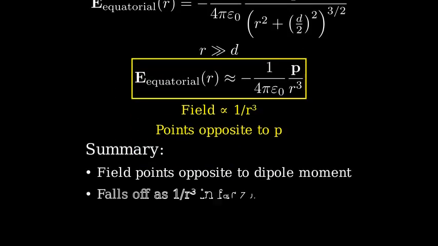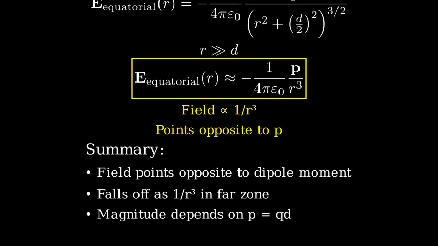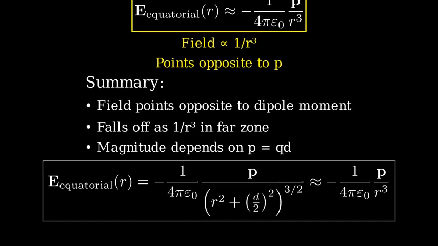In summary, the electric field due to a dipole on its equatorial line: 1. Points opposite to the dipole moment, 2. Falls off as 1 over r cubed in the far zone, and 3. Has a magnitude that depends on the dipole moment p, which is the product of charge and separation distance. And here's our final formula for the electric field on the equatorial line of a dipole. Remember that this field always points opposite to the dipole moment and decreases rapidly with distance.